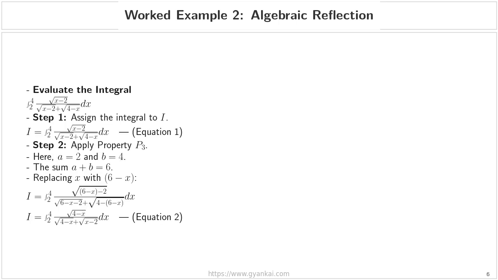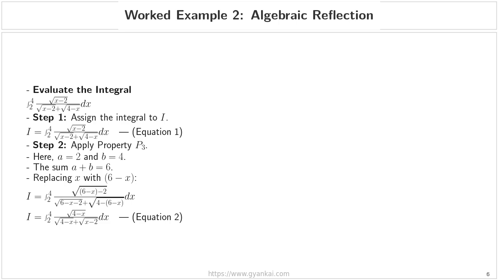Step 2, now we apply property P3, the general reflection property. Remember, this property states that the integral from a to b of f of x dx is equal to the integral from a to b of f of a plus b minus x dx. In our case, the lower limit, a, is 2, and the upper limit, b, is 4. Therefore, a plus b equals 2 plus 4, which is 6. Now the crucial part, we replace every instance of x within our integrand with 6 minus x. So, wherever we see x, we substitute 6 minus x.